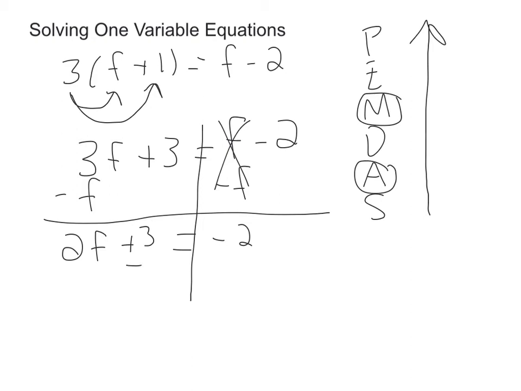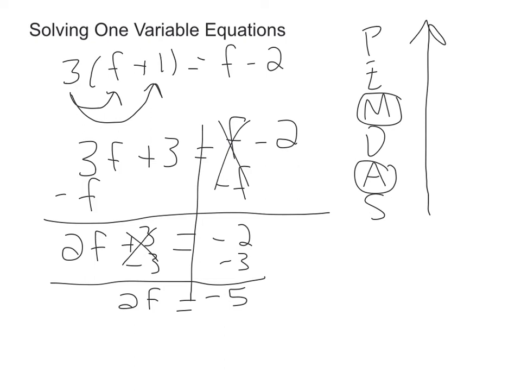So I'm getting rid of this added 3 by subtracting 3. That will make it go to 0. So I'm getting rid of the 3's over here. Got 2f equal to, and then if I have -2 minus 3, that's going to be -5.